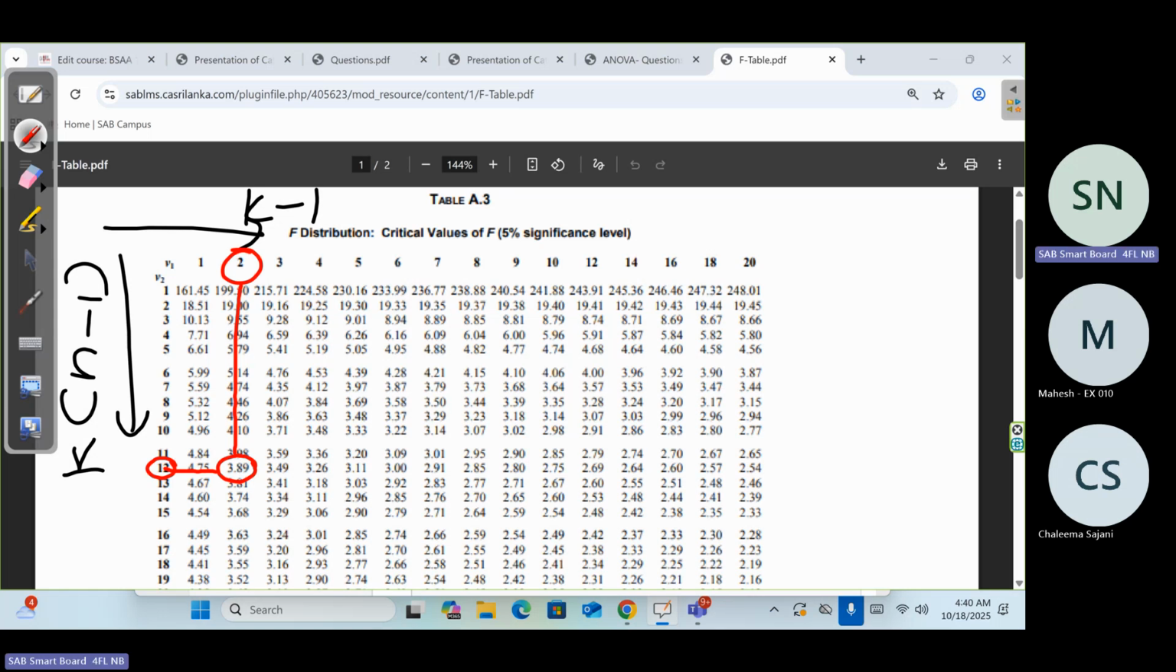Understood? Then here, if the H naught is rejected, what does it mean? There is a significant difference. So H naught being rejected means there is a difference between the mean values of the groups. Understood?